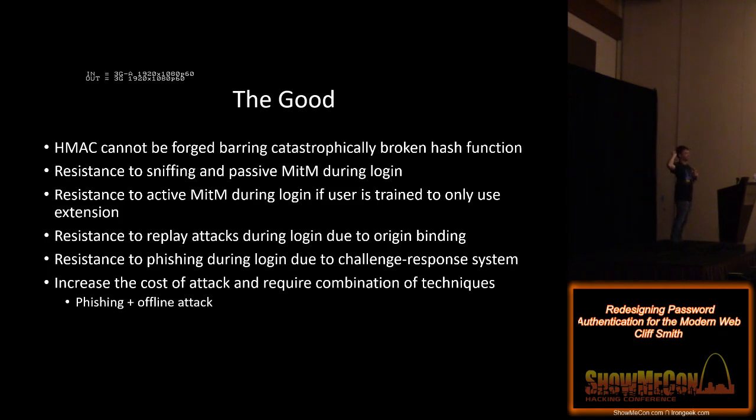We have resistance to active man-in-the-middle attacks so long as the user knows that they should only be telling their password to our authenticator. If the user behaves the way we want them to, they won't even tell their password to a malicious web page. I know that's a significant ask of the user. We also have resistance to replay attacks and relay attacks due to origin binding. And in general, if a bad guy wants to attack us, they have to not only spend more money to do it, they have to use multiple techniques at once. They might have to social engineer us and have a cracking server.